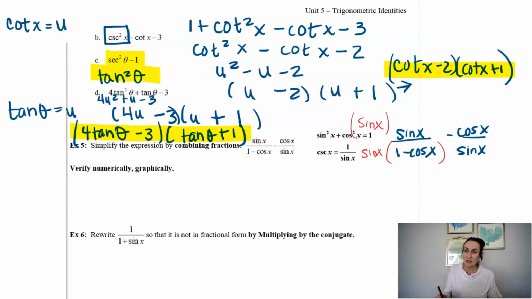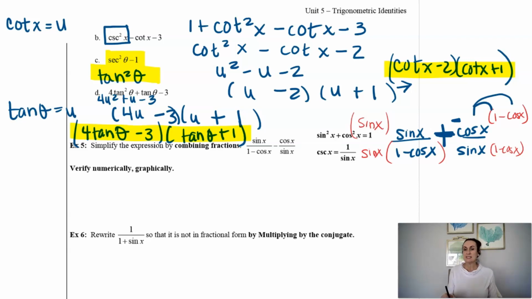And then over here, you're going to multiply the top and bottom by 1 minus cosine x. This is how we get a common denominator. Now, see the subtraction in the middle? I get really worried that you're going to mess up with that subtraction. So you may want to write this as plus a negative, and then you're going to take negative cosine x and multiply it through that parenthesis.